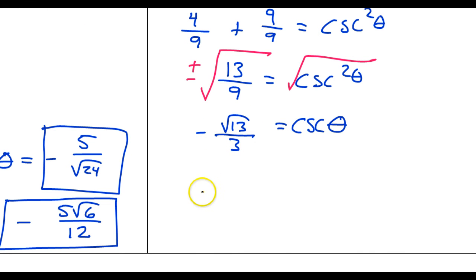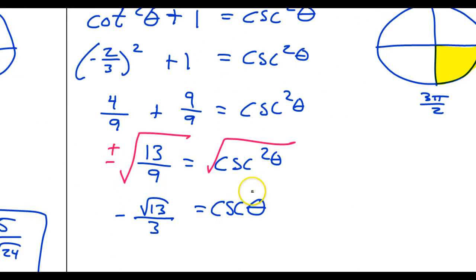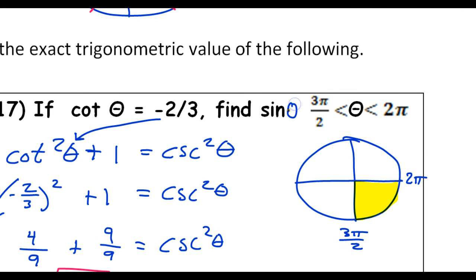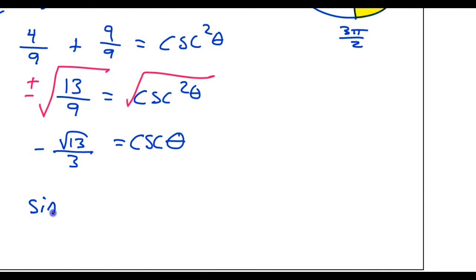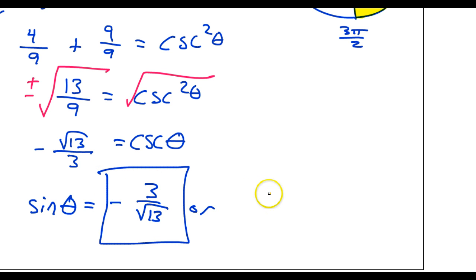But let's go ahead and answer the actual question, which, by the way, should have had a theta on there. So let's go ahead and know that in that case the sine theta is going to be the reciprocal of this. So that's going to be negative 3 over radical 13. Or if you want to rationalize the denominator, it'd be 3 radical 13 over 13.